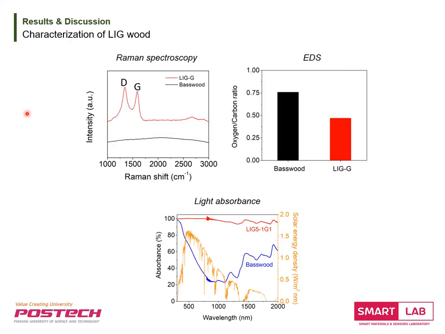Raman spectroscopy and EDS show the chemical changes after laser irradiation. While only a broad background was observed for basswood, the characteristic D and G bands were observed for LIGG wood. Also, the oxygen to carbon ratio decreased. These results indicated that graphitic carbon was formed after laser irradiation. With the graphitic carbon layer, light absorbance was greatly increased from 50% to 98% after the laser irradiation, which indicated that LIGG wood can act as a good solar absorber.